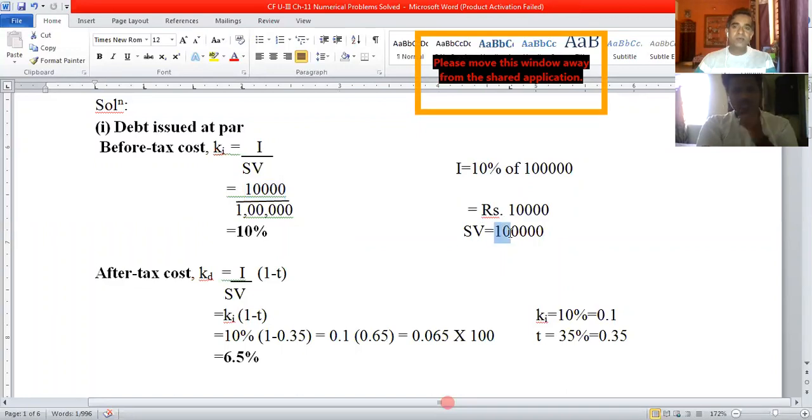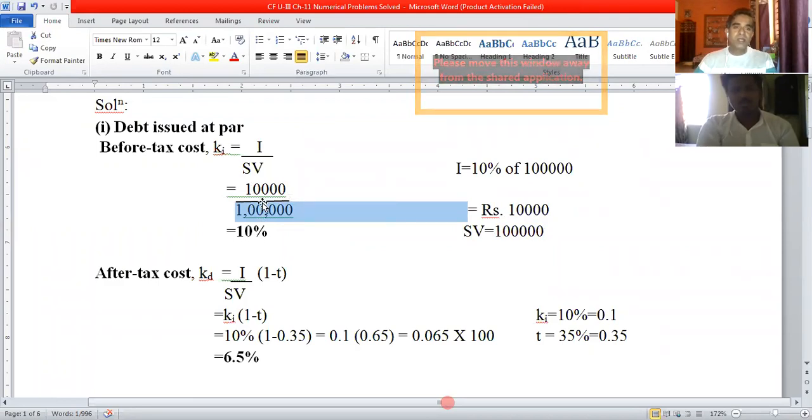The company is raising 1 lakh rupees of debt, so exactly 1 lakh rupees is coming into the company. So 10,000 divided by 1 lakh is 10%. Whatever answer you get from 10,000 divided by 1 lakh, multiply that by 100, so you'll get the cost of debt in percentage.